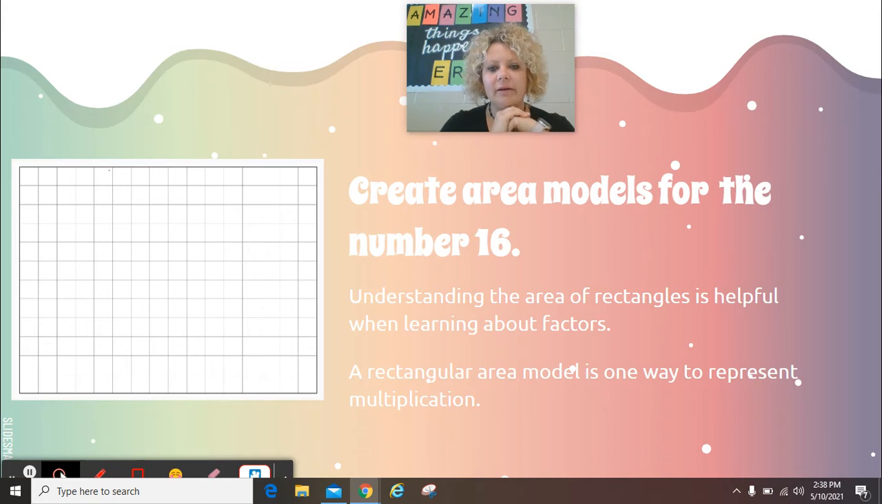And we're going to create area models for the number 16. Okay, when we understand the area of rectangles, it's helpful when learning about our factors. A rectangular area model is one way to represent this. So just pause right now, and I want you to think of how on this grid paper we can create area models for the number 16. When you're finished creating your area models, in which we did in the last lesson, I want you to unpause, and then we're going to go over the different ways that we can create that.